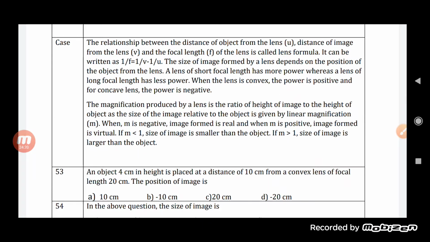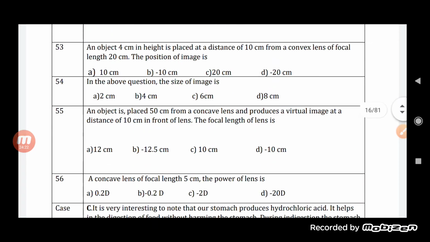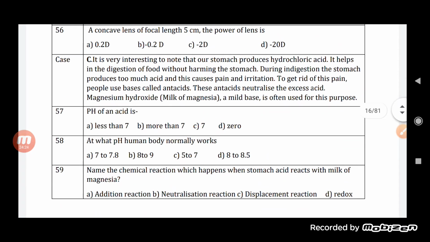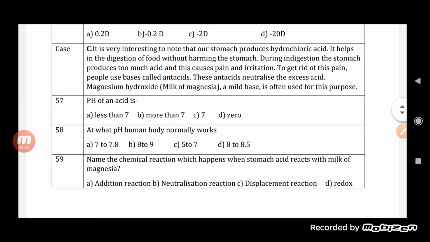Now if we look at the other case, students, this is of physics, and let us see this case number C. We will see case number B tomorrow. Now see here, it is very interesting to note that our stomach produces hydrochloric acid. It helps in the digestion of food without harming the stomach. During indigestion, the stomach produces too much acid, and this causes pain and irritation.